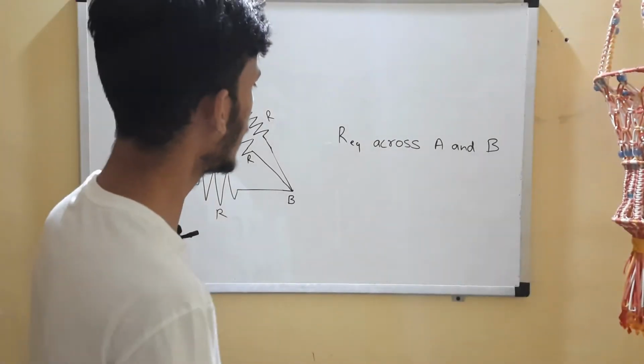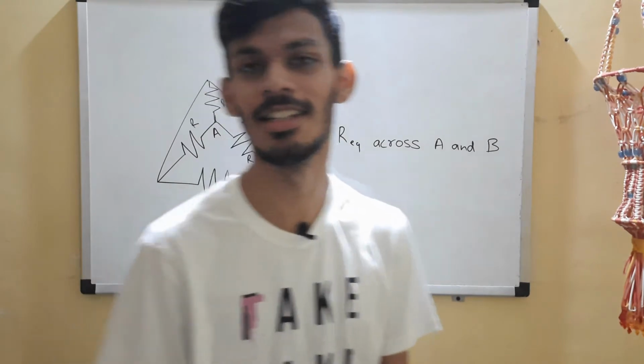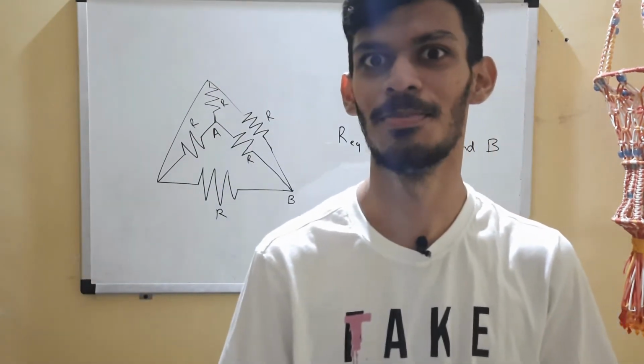How do you even find R equivalent when you are not able to decide in the first place which resistor is in series and which is in parallel?